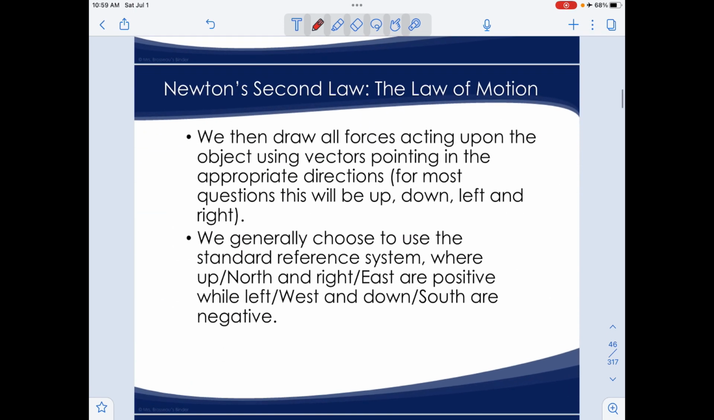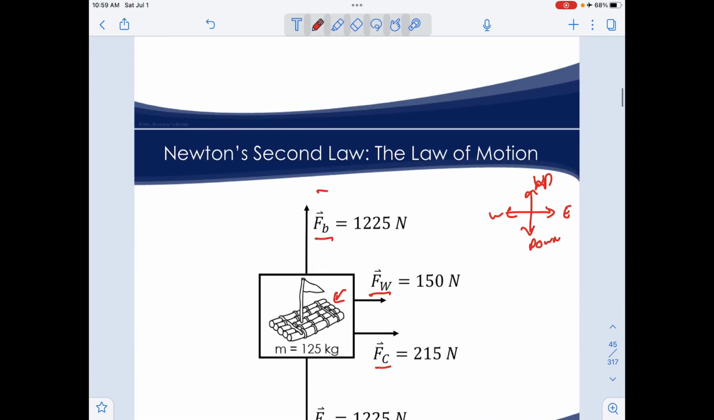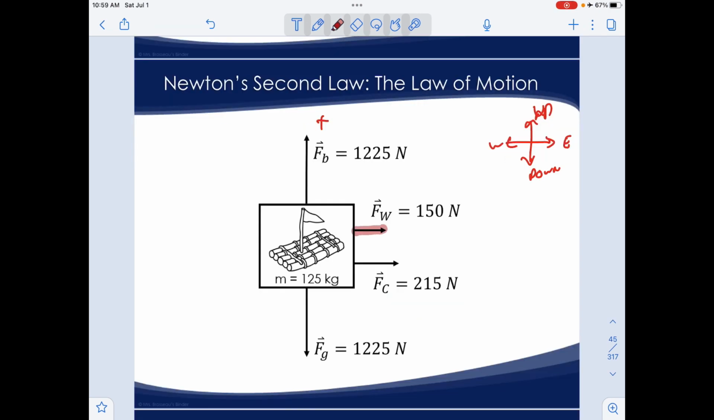We then draw all forces acting upon the object using vectors pointing in the appropriate directions. For most questions, this will be up, down, left, and right. We generally choose to use the standard reference system, where up, north, and right, east are positive, while left, west, and down, south are negative. So this is going to be positive, and this will be positive. Take note here, this vector right here is shorter than this vector. That's because this value is smaller than this value. And notice that these are the same size, showing that those are equal, because their values are the same.